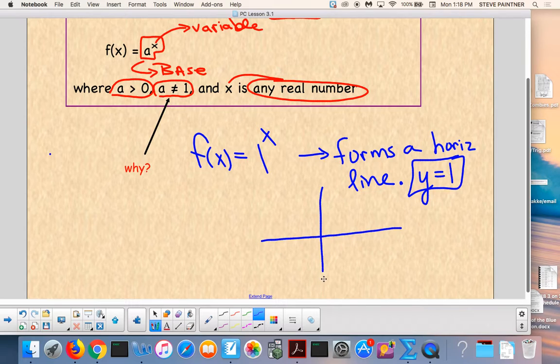Here it is. This is the look you would get if you let your base be 1. And there's a name for this function. It's called the what function? It's the constant function. You guys actually looked at it in lesson 1-6. I said, what's the constant function? It's a horizontal line. 1, 1, 1, 1, 1, 1. The answer is always 1, right?